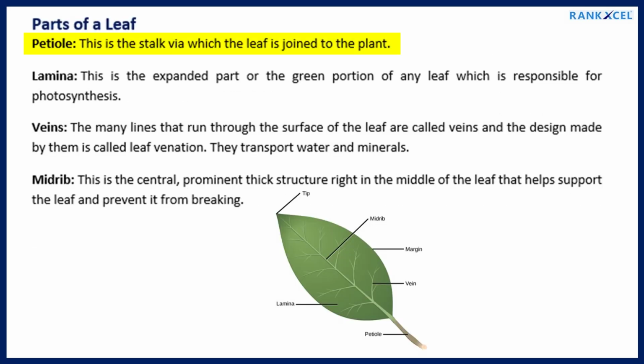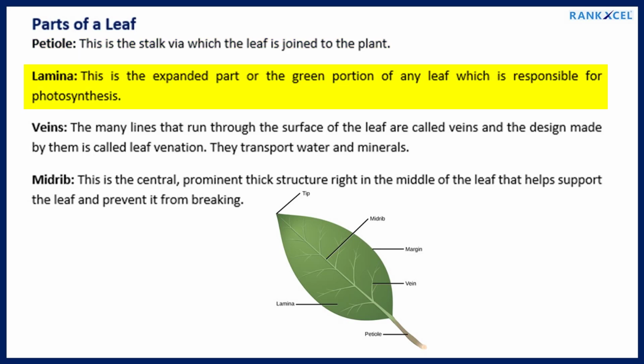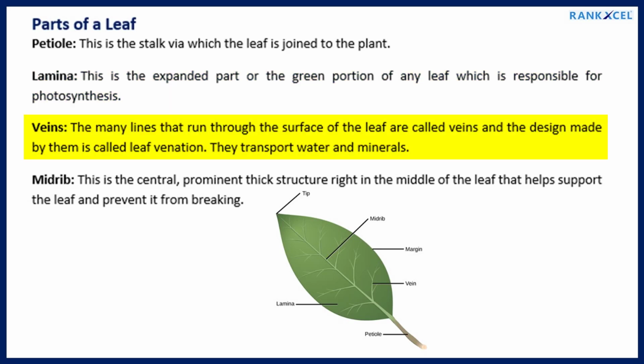Parts of a leaf. Petiole: this is the stalk via which the leaf is joined to the plant. Lamina: this is the expanded part or the green portion of any leaf which is responsible for photosynthesis. Veins: the many lines that run through the surface of the leaf are called veins, and the design made by them is called leaf venation. They transport water and minerals.